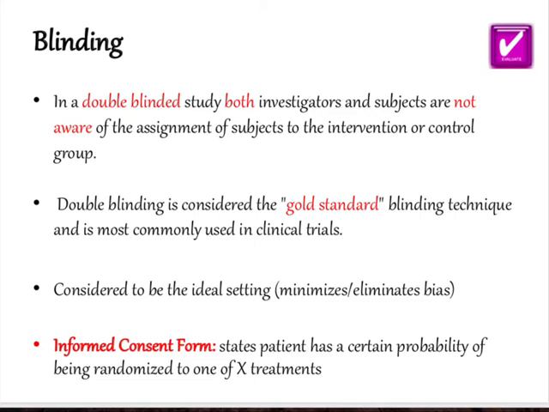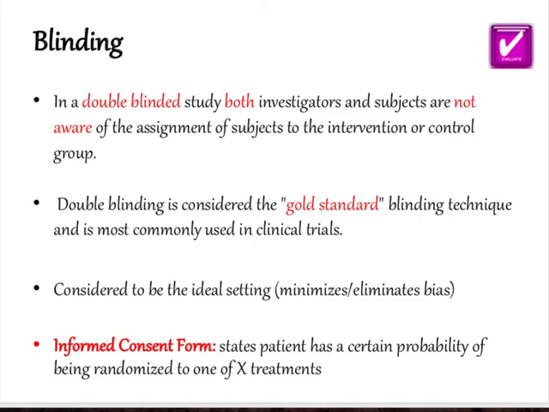The double blind is another method in which the investigator and the patient, both of them, don't know. This is the gold standard technique in most randomized clinical trials, and it is considered to be the ideal setting, which minimizes or eliminates bias. In the informed consent form, the patients sign on.